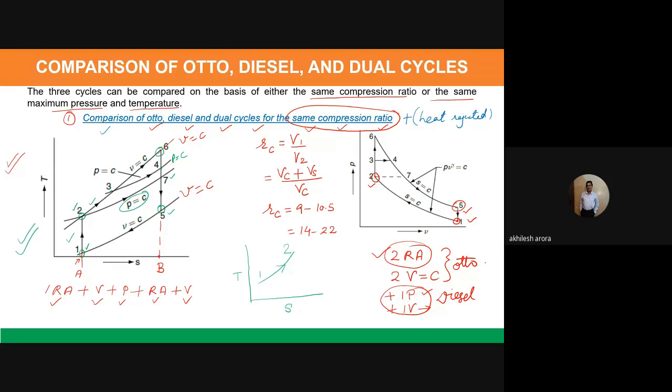What is the area under this curve representing? Sir, the heat is absorbed by the system. The heat supplied to the system. It is the heat supplied.